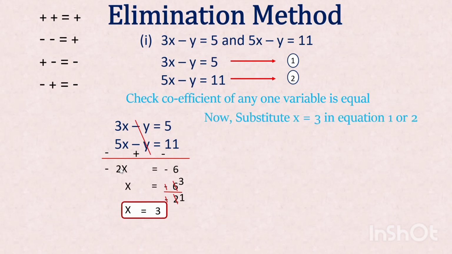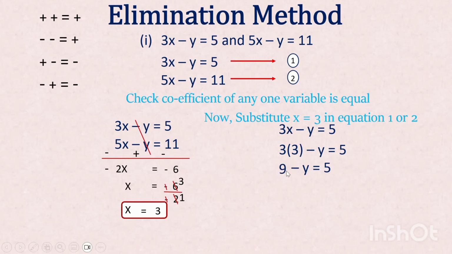Now substitute this x is equal to 3 in equation 1 or 2. I am going to substitute x is equal to 3 in equation 1. So I am taking 3x minus y is equal to 5, equation 1. Just instead of x, I have put the value of x, which is 3. Now you know 3 into 3, 9. Minus y is equal to 5 will come here.